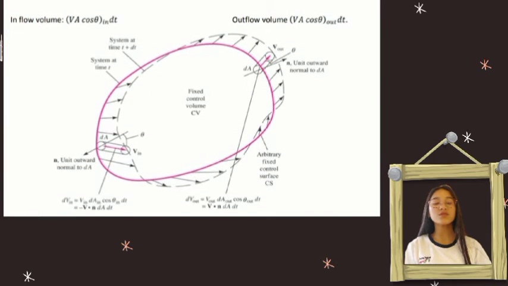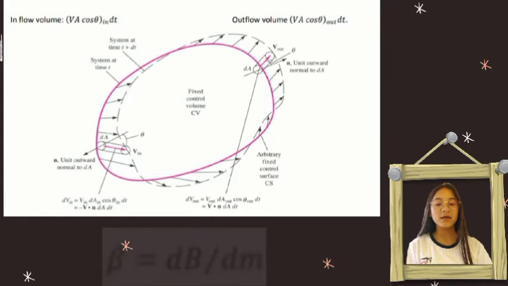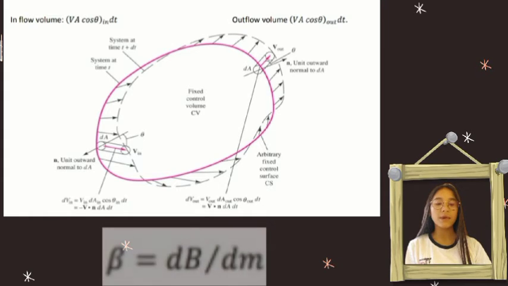Consider a fixed control volume through which a random flow pattern passes. In general, each surface's differential area dA will have a different velocity V and an angle with the normal to dA. With the given figure, we have the inflow volume and the outflow volume. For the conversion, we let B represent any fluid property, such as energy, momentum, enthalpy, and others, and beta equal dB over dm be the intensive value of B per unit mass in any small element of the fluid.